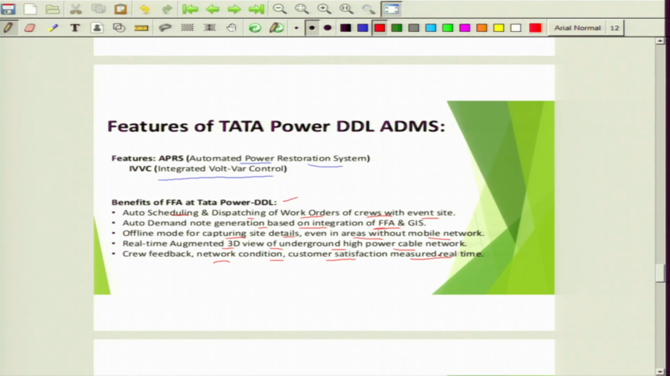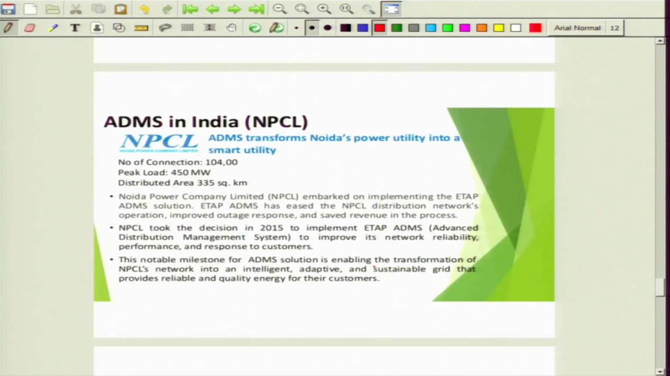real time. So, basically it is an overall maintenance and operation being controlled and taken care of by technology, which is featured in ADMS. So, you can see here it is crew management, crew feedback, customer feedback. And then real time overall 3D view of underground high power cable network, demand node generation based on GIS information. And moreover the features including IVVC and APRS.